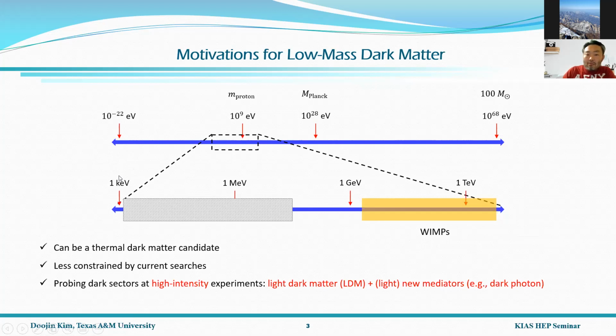Moreover, depending on model details, the complete dark sector scenario may have new mediators and weak couplings. Therefore, this is another perfect example where you perform the searches in the intensity frontier experiments.